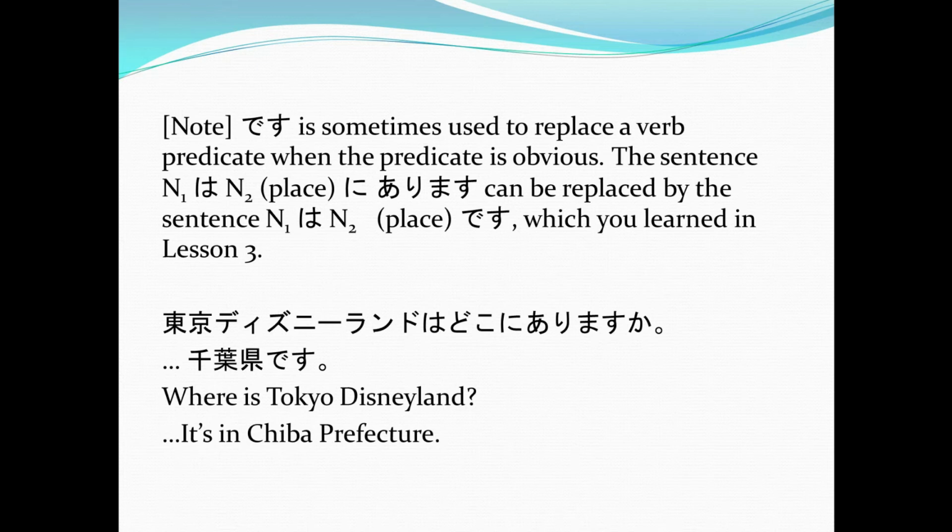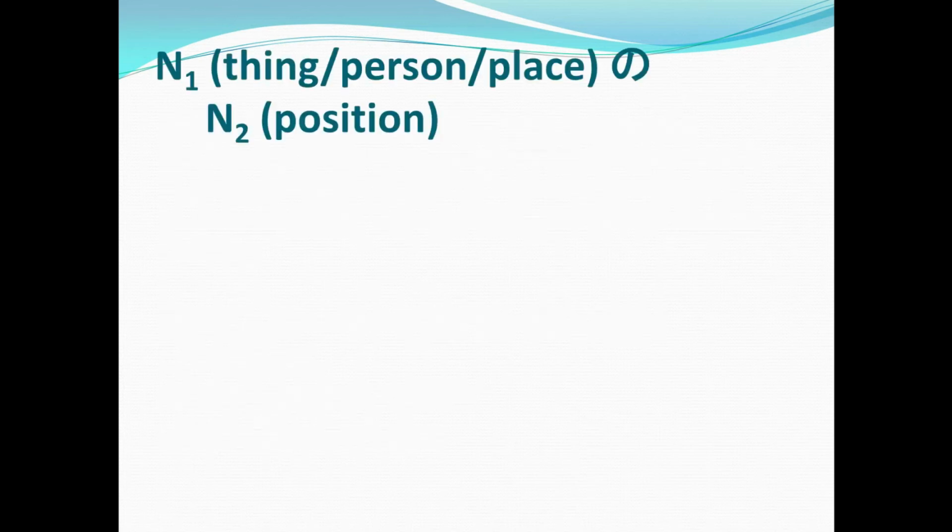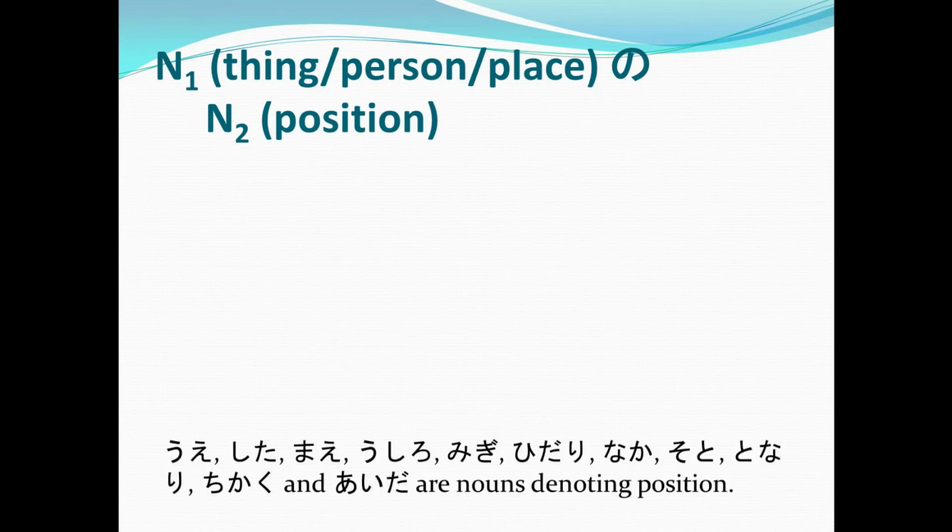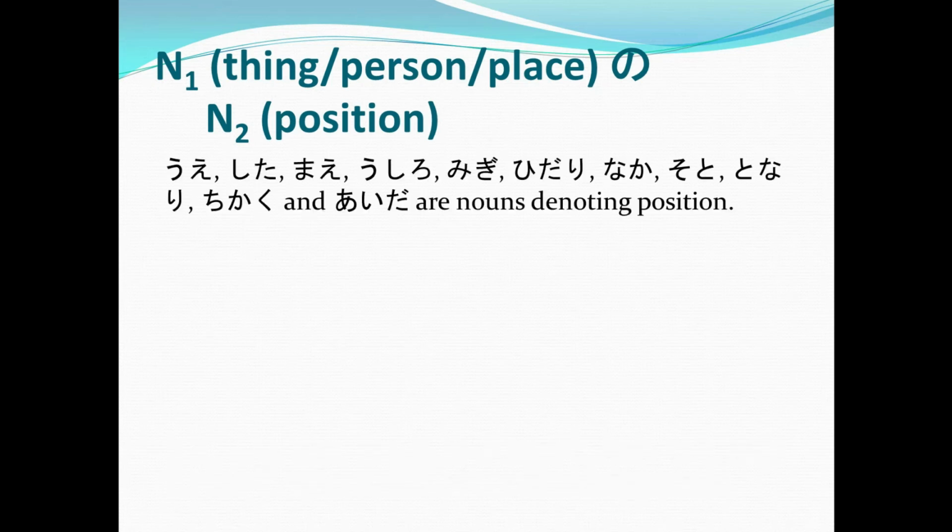Now, another important sentence pattern that you have to learn is the noun 1, which could be a thing, person, or a place, no, noun 2, or the position. Again, noun 1, which is a thing, person, or a place, no, noun 2, which is the position. So, ue, shita, mae, ushiro, migi, hidari, naka, soto, tonari, chikaku, and aida are nouns denoting the position.